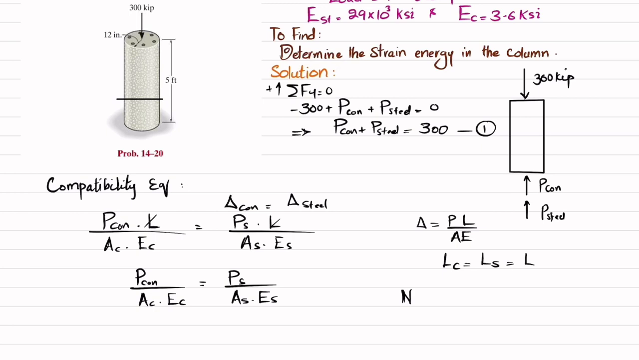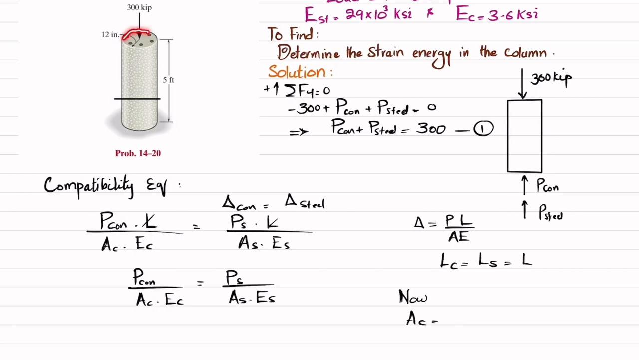Now we will calculate this area of concrete. So area of concrete, you can see this is the area. The diameter is given, the radius is given as 12 inch. So radius of concrete is given as 12 inch.